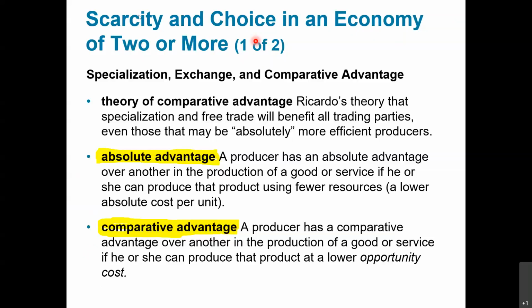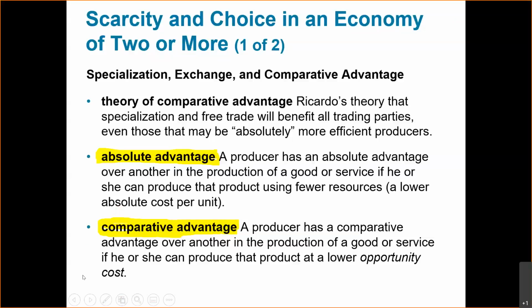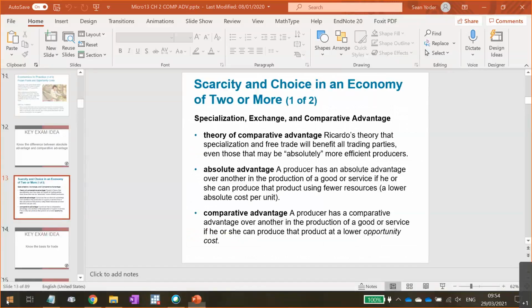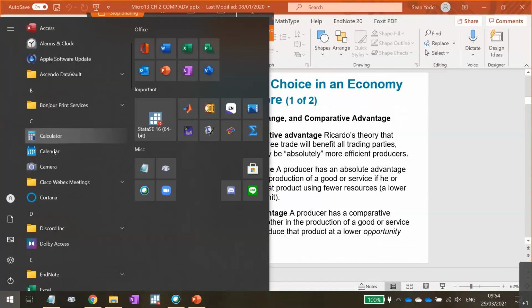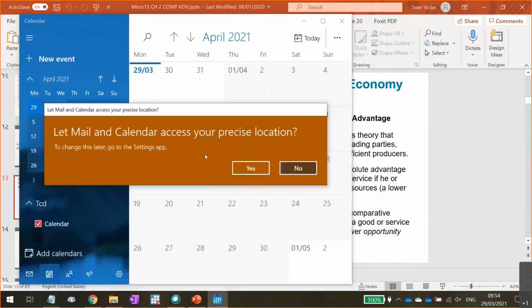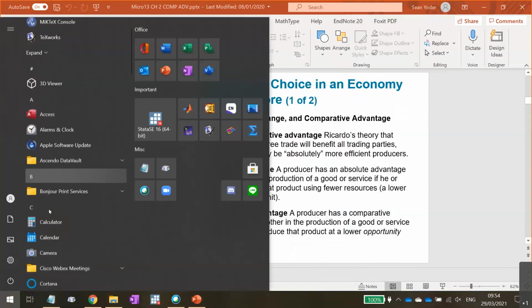Hold on a second. Let's do the math here. All right, so let's go to the calculator, right? No, that's calendar. Wow, that's a complete fail. I meant calculator, not calendar.